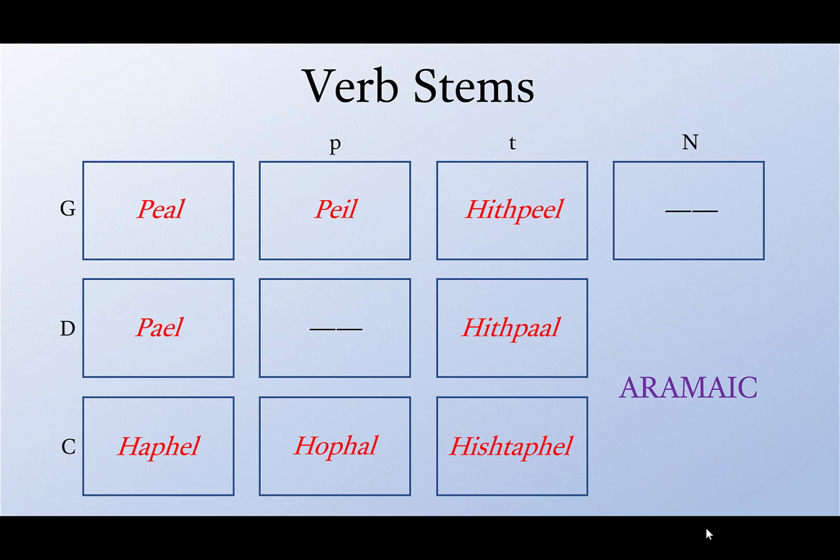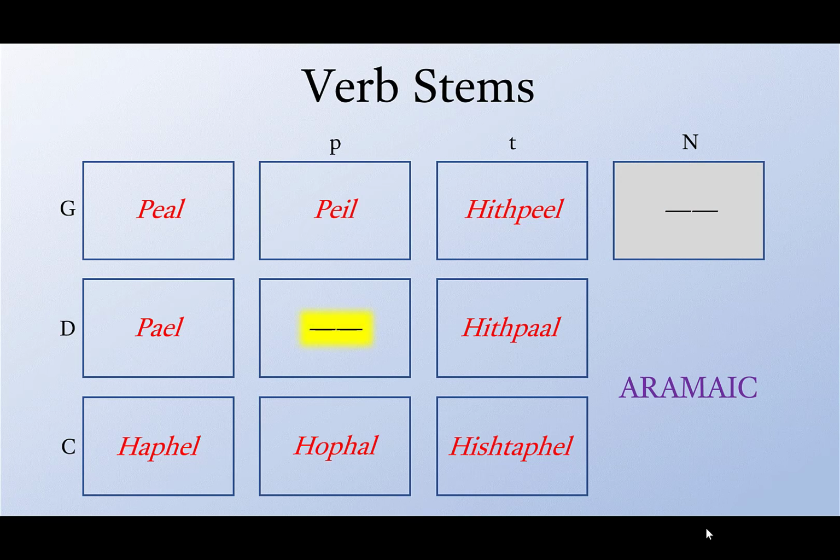So first off, we see Pa'al, Pa'el, and Hafel for the G, D, and C. They have internal passives, Pa'il and Hofal, interestingly, but there's no DP, is there? We'll come back to that. There's Hit Pa'el, so an actual reflexive verb stem to express the reflexive equivalent of the G, Pa'al, Hit Pa'al, and Hishtafel, also a Hishtafel in Aramaic, but there's no Nifal, there's no N stem.